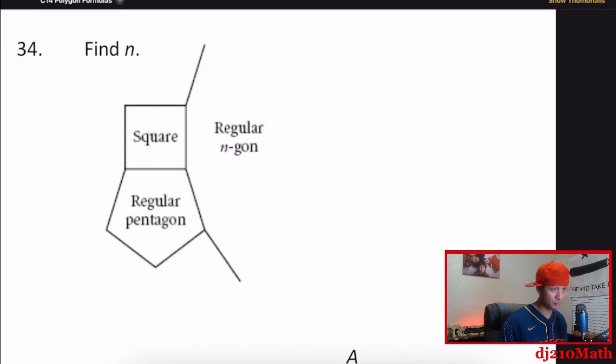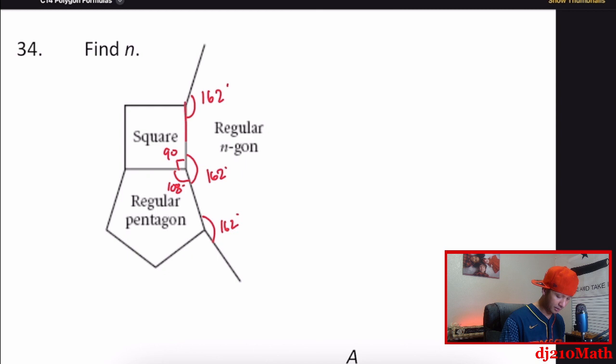Okay, 34. We're almost done. Same idea. A square is going to have 90, and a regular pentagon has 540 divided by 5 sides, which is 108. So this is 90, this is 108. So that means this angle, 360 minus 90 minus 108, is 162. So each of these is 162.